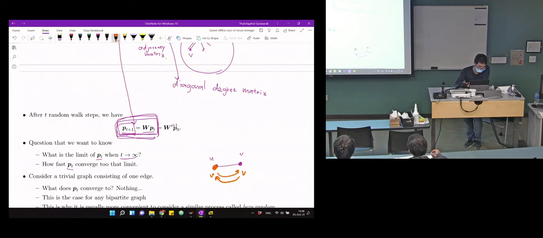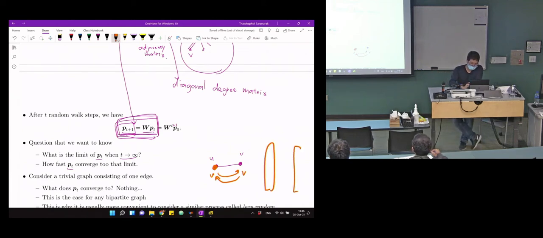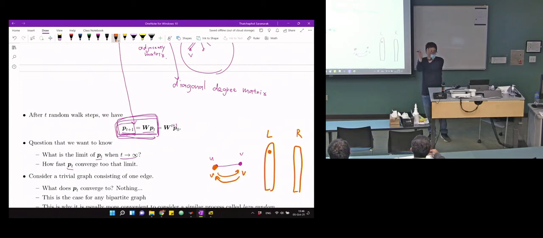And this oscillation basically happens for every bipartite graph. Because if you have a bipartite graph, no matter what, if you start at a vertex somewhere on the left, then the probability mass on the odd step is going to be on the left, and then on the even step, the whole probability mass is on the right, and back and forth. So there's no limit.